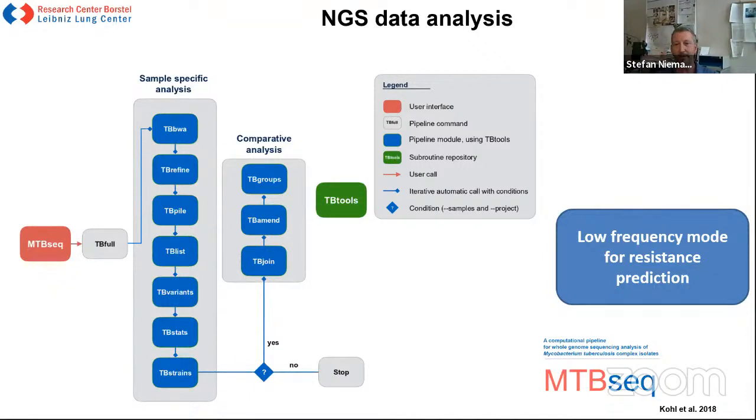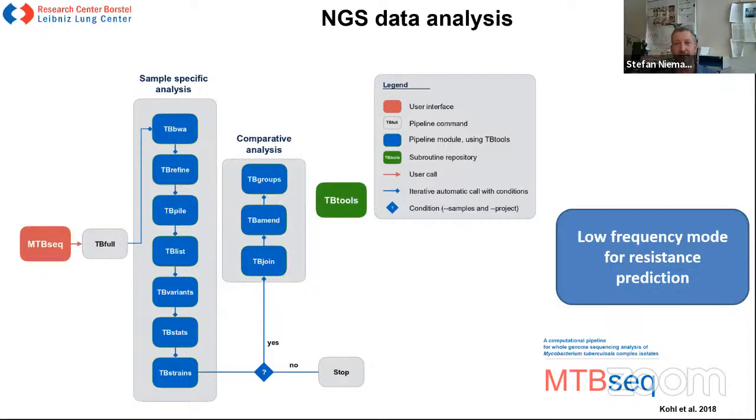One is our pipeline MTBSec, which basically does all the steps we have defined as needed for guaranteeing a high quality output for your data analysis in a row. So that is, I think, working quite nicely.